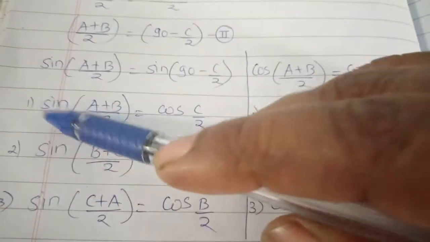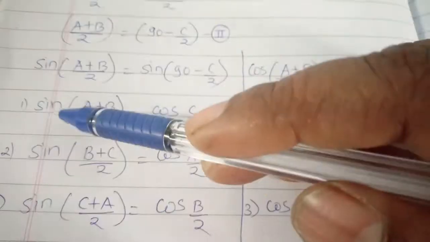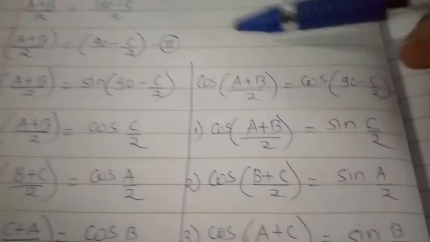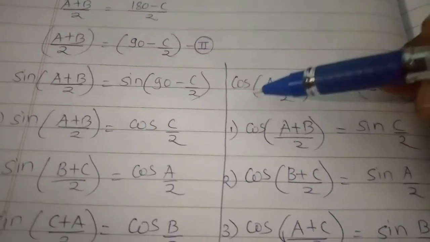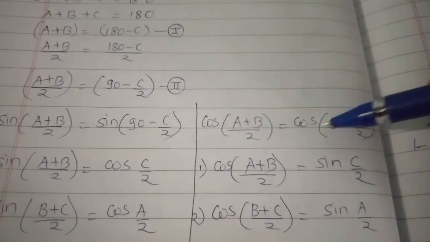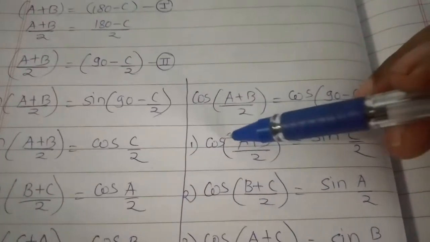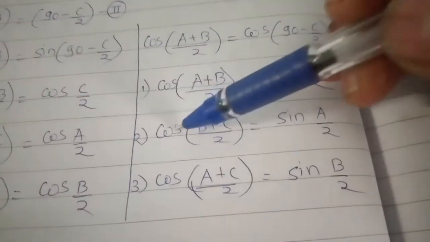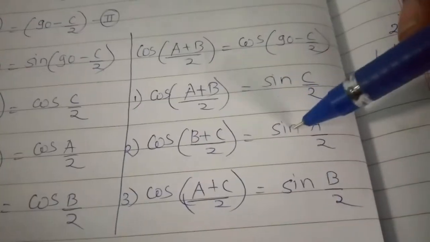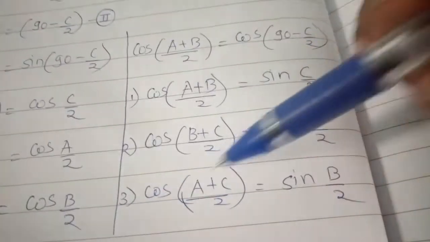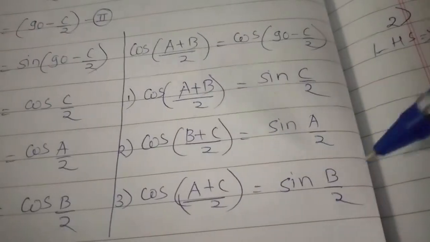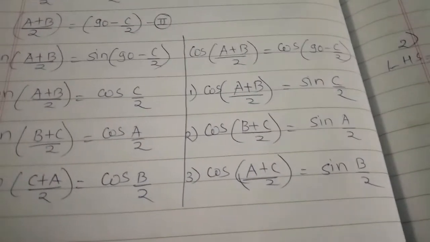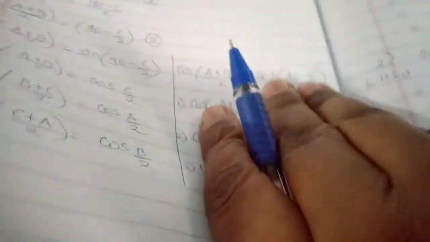If, instead of sin (A+B)/2, cos comes here, then how will we solve it, that is cos (A+B)/2. Same formula I have written here: cos (A+B)/2 = cos(90 − θ). So cos (A+B)/2 = sin C/2, cos (B+C)/2 = sin A/2, and cos (A+C)/2 = sin B/2. So these are the formulas related to exercise 3.5.